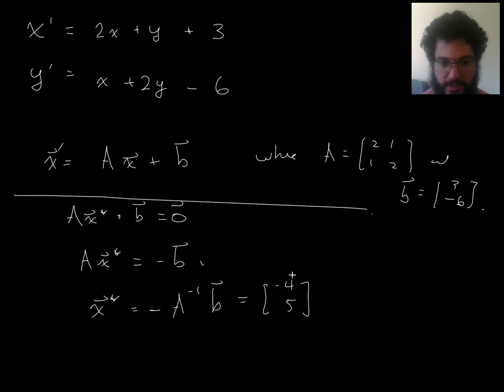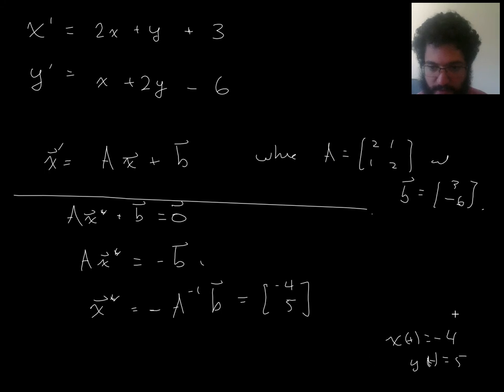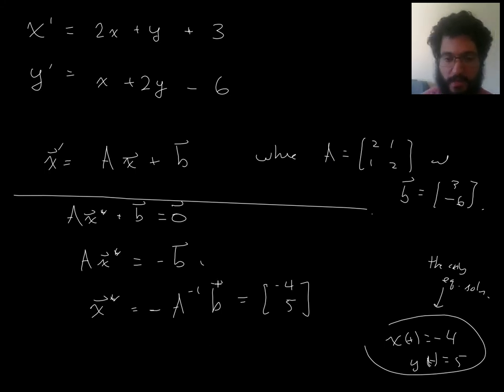So if I have a solution starting at negative 4 or 5, then it'll stay there forever. So this is my one equilibrium solution. How to write this? x of t equals negative 4, y of t equals 5. That's the only equilibrium solution. Any other initial conditions other than negative 4 or 5, you're going to get movement.